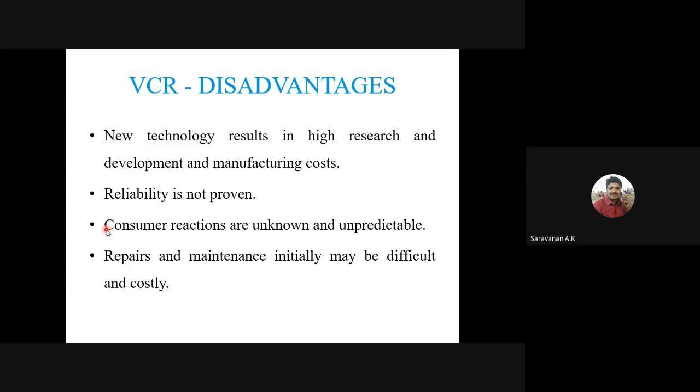Why? Because it has not commercially come into the market. If such engines are produced and given to customers, the feedback has not yet been surveyed. Then the repairs and maintenance are also difficult and costly. Because it is a new technology, new technicians are required to repair it, and the maintenance cost will be more, because we are using a lot of drives, like the simple harmonic drive, the clamp rod, and other extra components. It is a major disadvantage of the VCR engines.